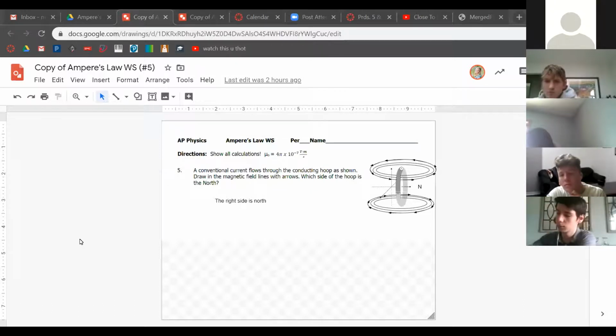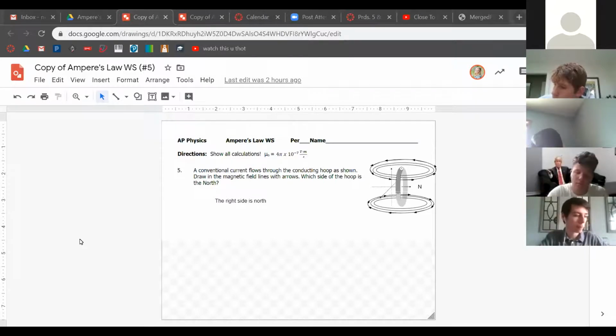Notice the flow is in on there. So you would do the exact same thing and you have the same direction for your flow. And so that means you're saying the right side is the north side of this. Sounds good to me. Any questions on that one? All right, thanks for sharing.